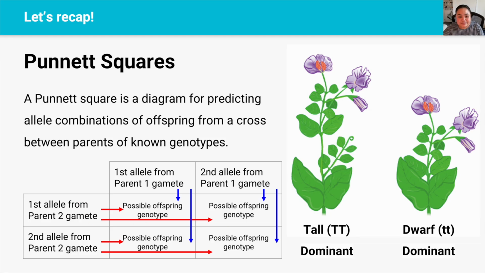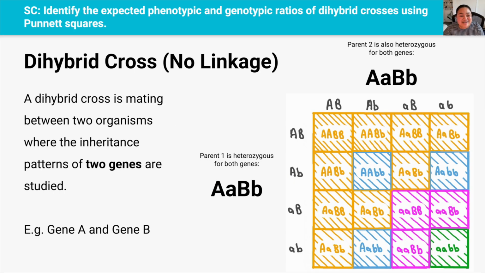So what's a dihybrid cross? A dihybrid cross is a mating between 2 individuals where the inheritance pattern of 2 genes are studied. For example, let's say the first gene is gene A, and the second gene we're studying is gene B. Remember that each parent contributes one allele for each gene to its offspring. So this means that each parent can produce 4 different types of gametes, not just 2.